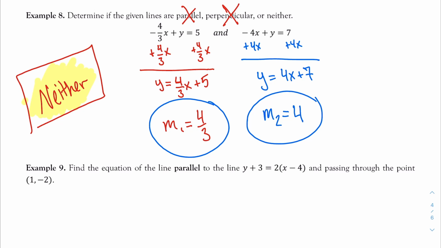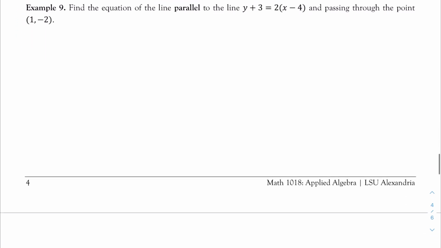Moving on to example 9: find the equation of the line that's parallel to this line and passing through the point (1, -2). So if I want the equation of a line, again, I need two things. I need a slope and I need a point. Well, I have a point, I have (1, -2). So that condition is already done. But what about the slope?